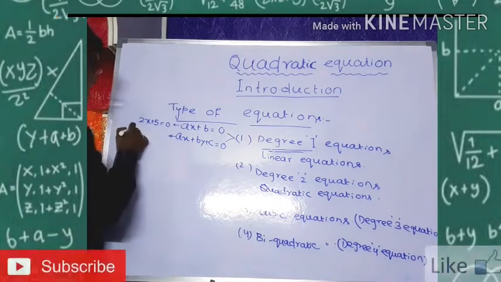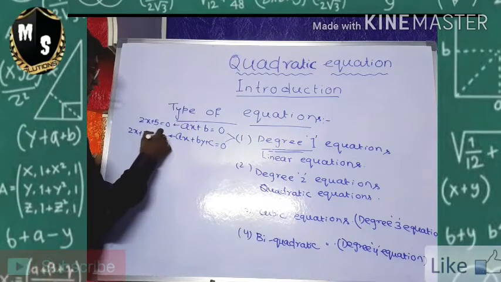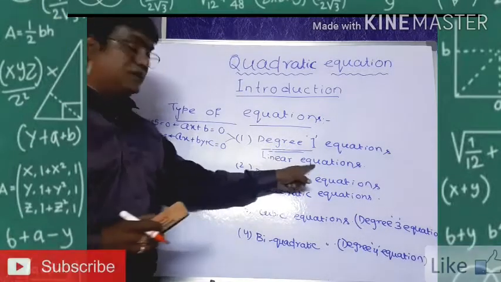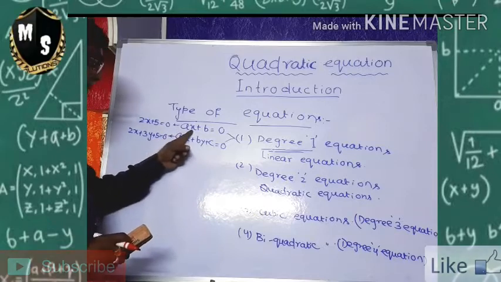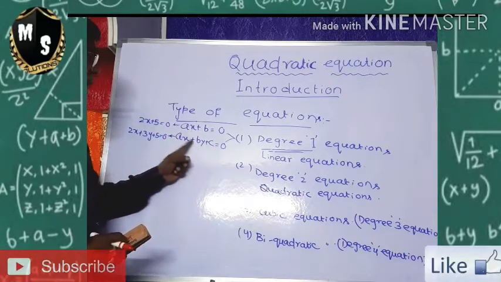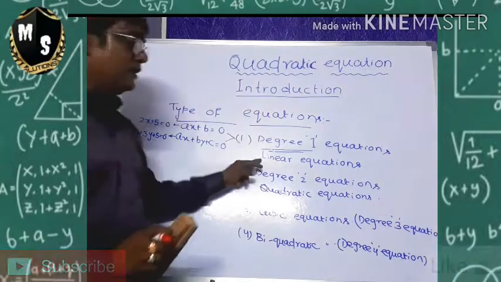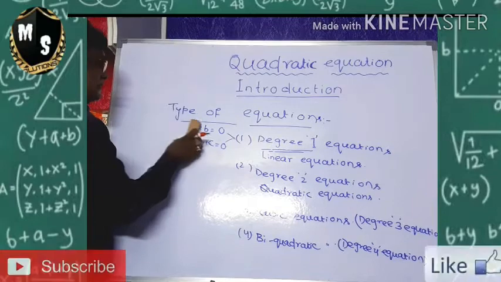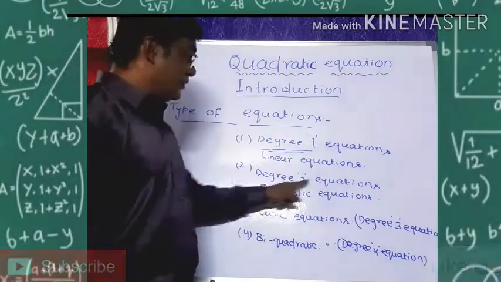So right now I can express this one like this: 2x plus 3y plus 5 is equal to 0. So degree 1 equations or linear equations can be expressed in two ways: linear equation in one variable and linear equation in two variables, that is x and y. I hope you understand the degree 1 or linear equation. Okay, now come to the second part, the quadratic equations. That means degree 2 equations.